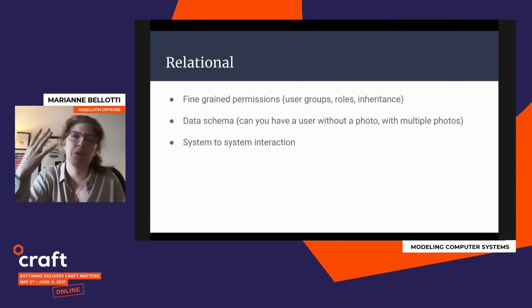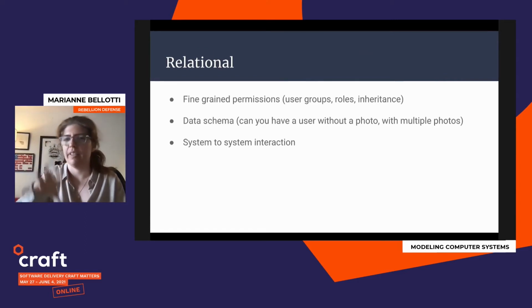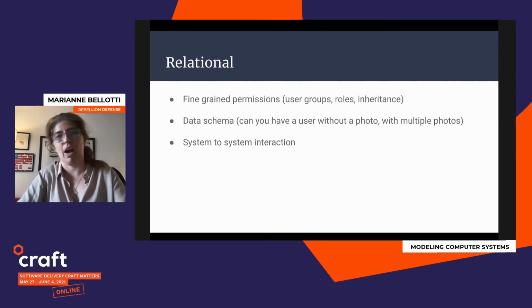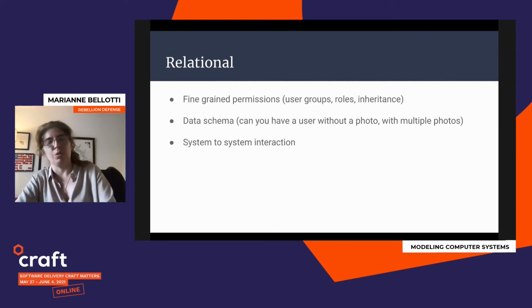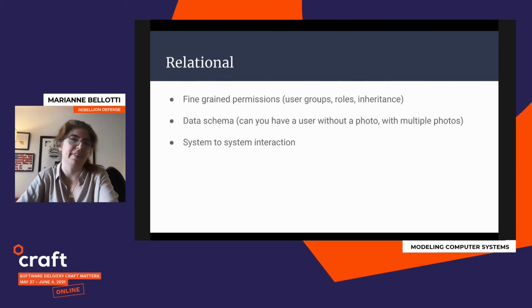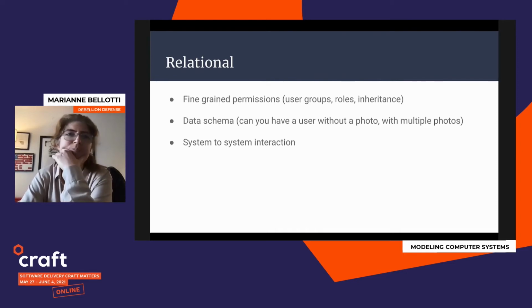All right, relational. And so I mentioned before that relational can involve things like data schemas, relational data, but it doesn't have to. It's anything that has kind of a hierarchical relationship. So a lot of what I use this kind of modeling for are security things like permission groups, roles, inheritance. Like how do we know that our fine-grained permissions don't accidentally expose data to the wrong person? You can also use it for system-to-system interaction, because we can also make that look like a hierarchical relationship.